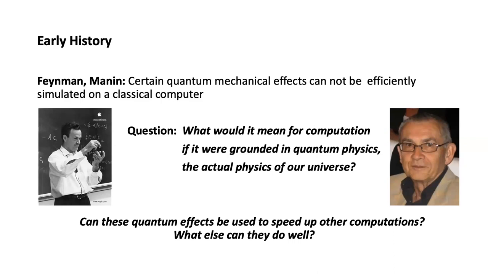So the question that arose after their realization was, what would it mean for computation if we somehow remove ourselves from the abstract model? What would it mean for computation if it were grounded in quantum physics, which is the actual physics of our universe? This was a very challenging question at the moment, because the original concept of computation was very abstract, and it was thought very difficult to come up with a concept of computation relying on physics.